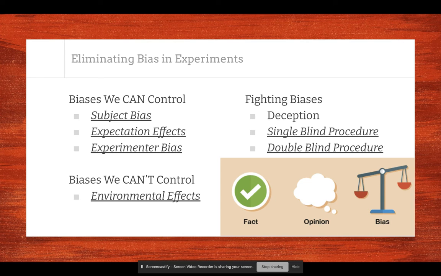In a single blind procedure, this is when the participants don't know whether they're in the control group or the experimental group.